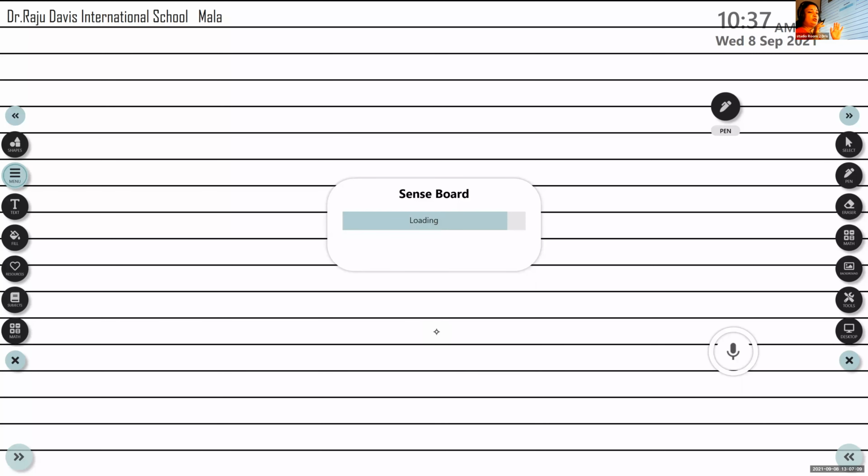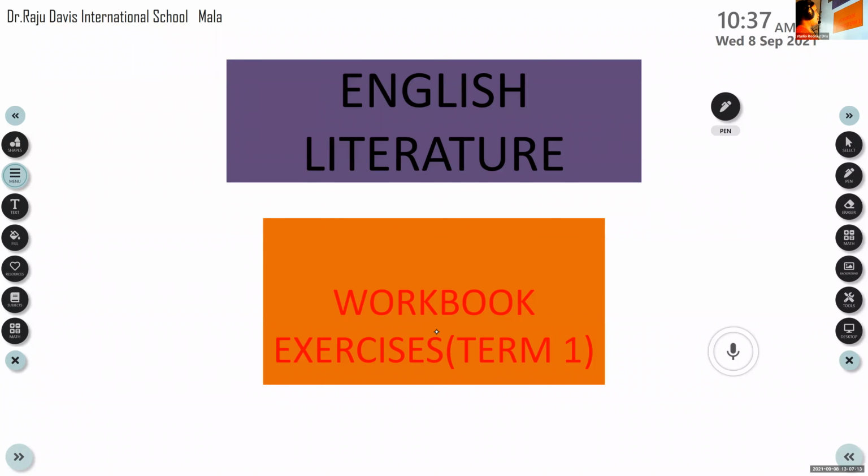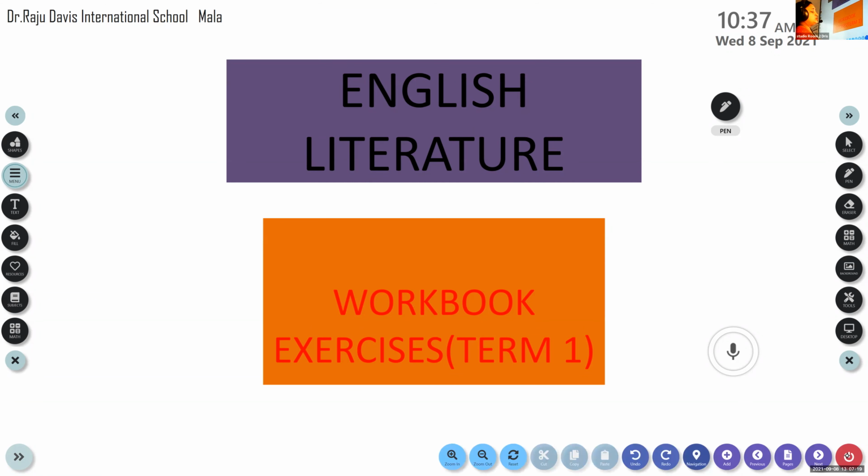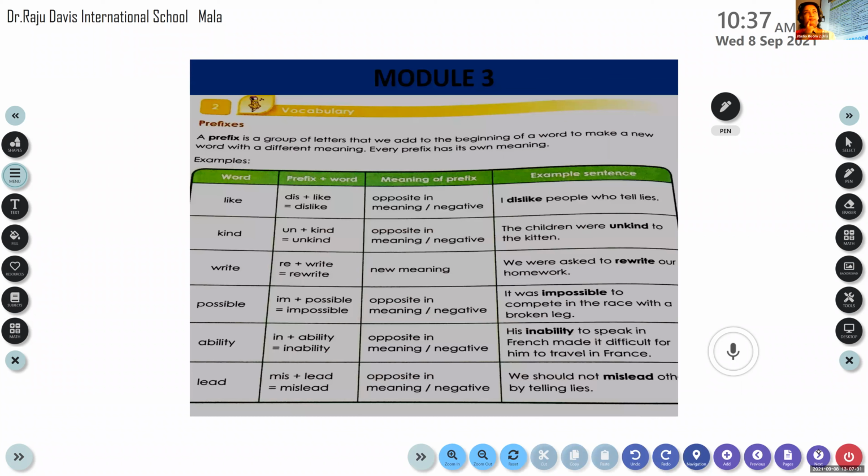Now, all of you know that every word has a particular meaning, right? Every word has some meaning or the other. So when we add a prefix to a particular word, it gets a change in its meaning. A prefix is a group of letters that we add to the beginning of a word.